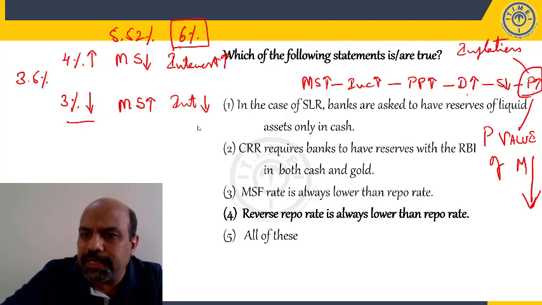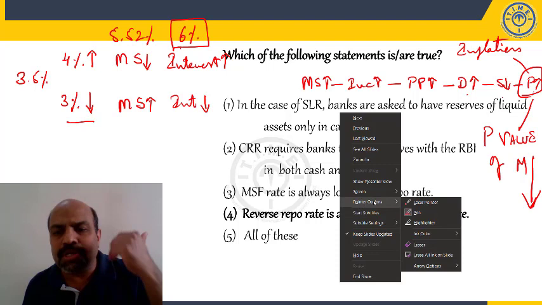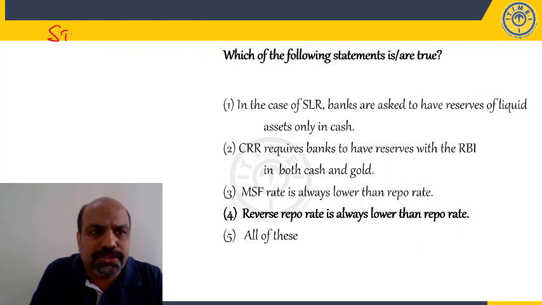Statutory liquidity ratio. See, always try to write like this. When you write like this, you may not be able to remember much, but when you try to write, you'll be able to relate some of the stuff we discuss with what you find on the screen. Statutory liquidity ratio.